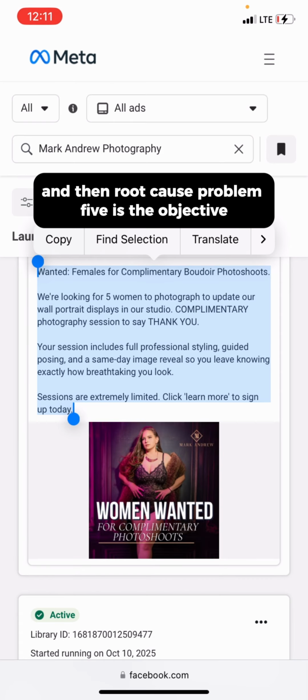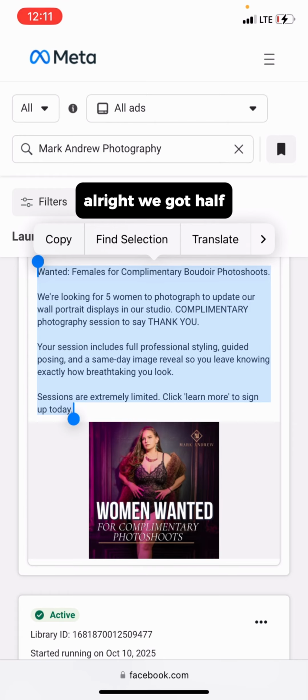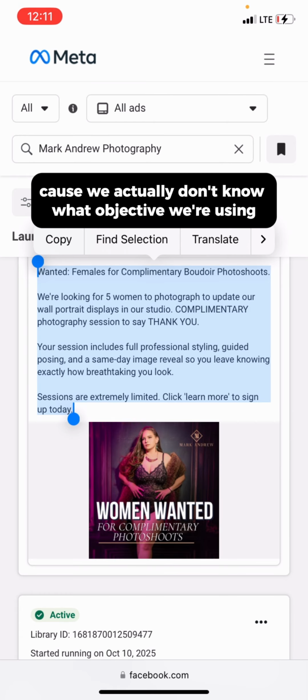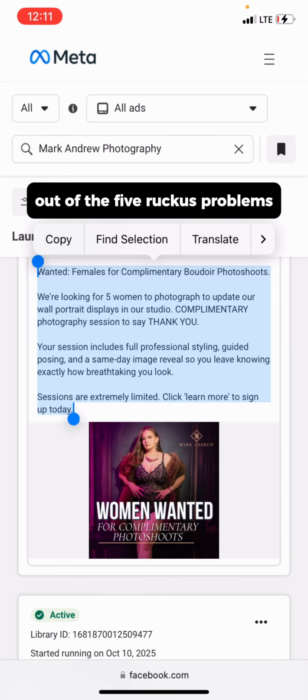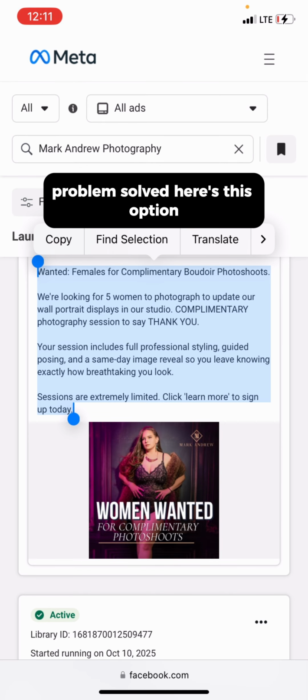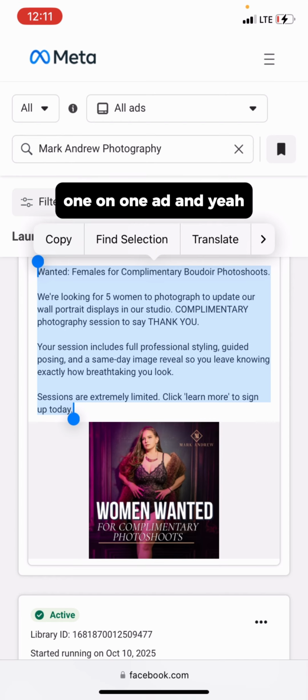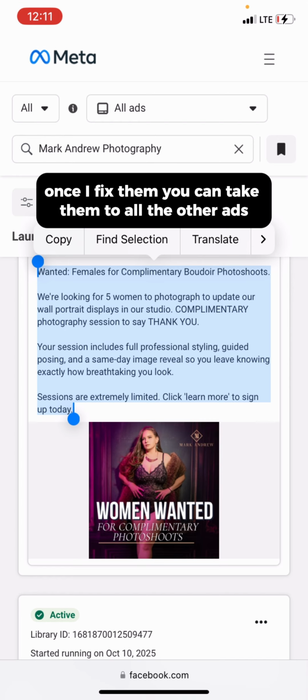And then root cause problem 5 is the objective. All right, we got half of that because we actually don't know what objective we're using. So we get 3.5 out of the 5 root cause problems, and I charge $50 per root cause problem solved. Here's this option 1 on one ad. And yeah, once I fix them, you can take them to all the other ads.